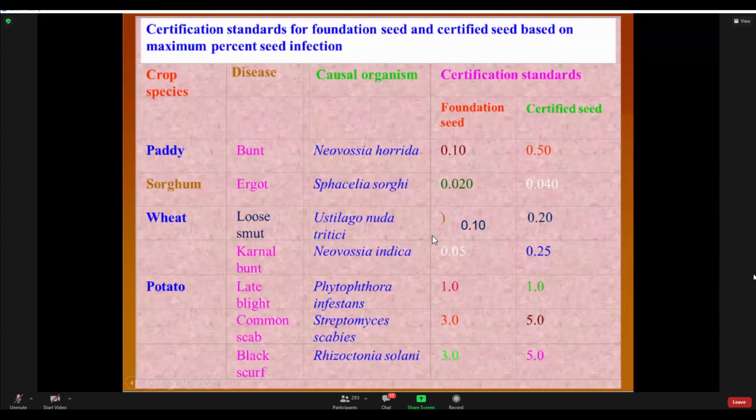Seed certification. There are four types of seed: breeder seed, foundation seed, registered seed, and certified seed. And the certification standard for each seed is different. You see here, for foundation seed it is 0.1%, but for certified seed, 0.5%. So these are just some examples of seed certification. So what does it mean, sir? What is the expression of this value, 0.1% and 0.5%?